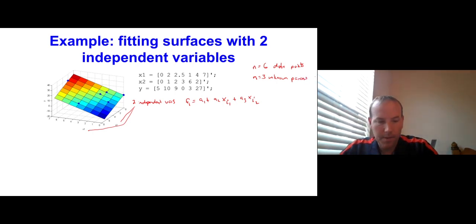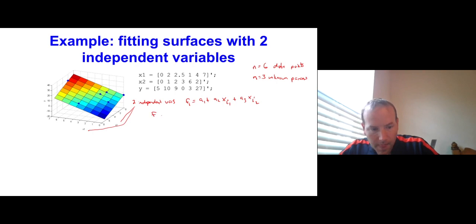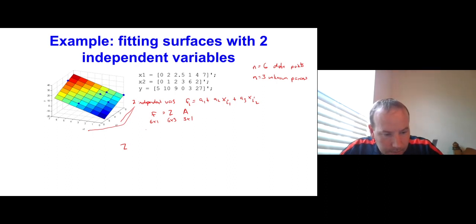Okay, 3 unknown parameters. And so then we can set up our Z. Basically, that means that f is 6 by 1 and equals Z, which is 6 by 3, times A, which is 3 by 1. You can see right there that the dimensions all work. So all we really need to do is set up our Z matrix. We'll do that here. We've got Z as being 1, 1, 1, 1, 1, 1.